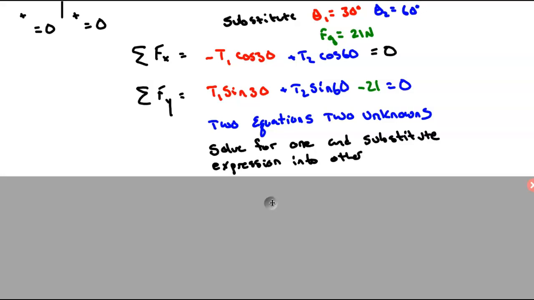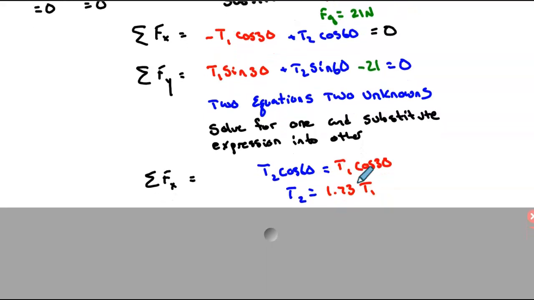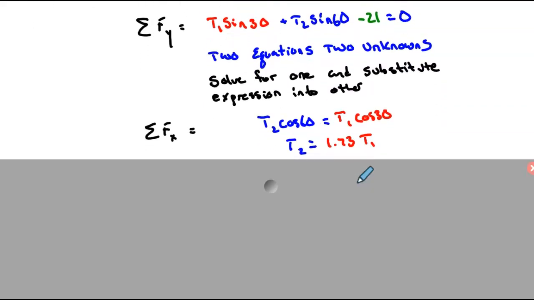So you could either solve for T1 first, or you could solve for T2 first. I'm just going to choose to write the x equation and begin to solve for T2. So adding T1 cosine 30 to each side, and then dividing through by cosine 60 leaves me with a numerical expression, which is T2 equals 1.73 T1.